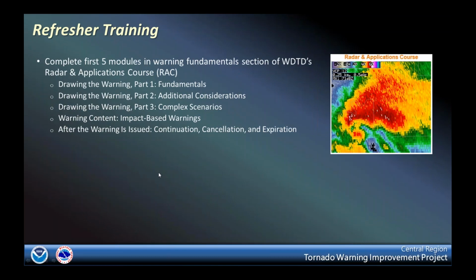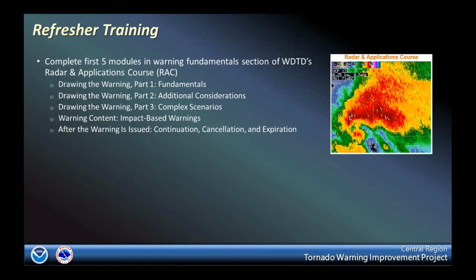And the last slide in this section here is we have a good partnership with WDTD. In their current RAC course, they have 5 modules which talk about polygonology and WarnGen, issuing warnings, IBW, and continuing, canceling, and expiring. I talked to them at the BOCA workshop in the beginning of March. A few of us on the TWIP team were there and talked to a couple of WDTD people that were there. So these are still good modules, and we recommend if you need a little bit of a refresher, then go through some of these modules to find out that information.